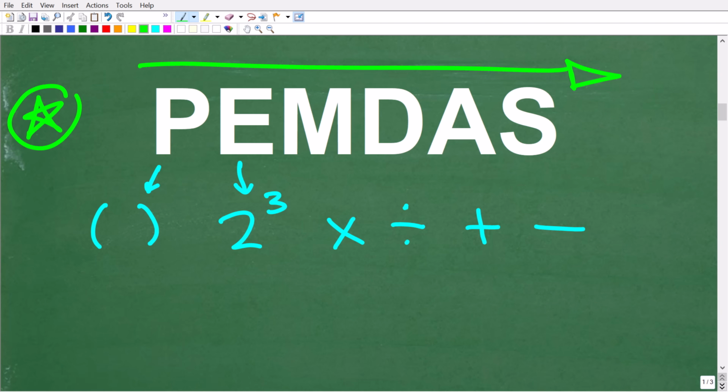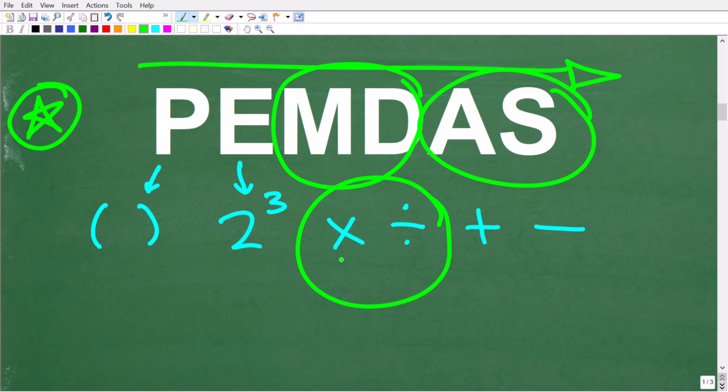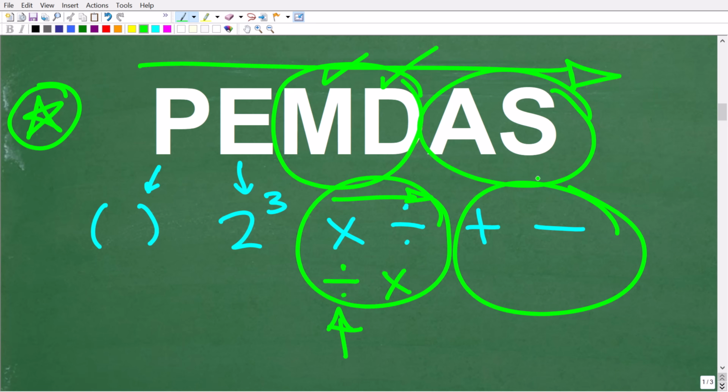And there is another major twist here, and that is M and D and A and S are groups. So if you see any multiplication and division in your problem, you got to do whatever you see first from left to right. You're not always going to do multiplication first and then division, because if you had division and then multiplication, well, you would have to do the division first, because this is what you see first from left to right, and addition and subtraction work the same way. So if you didn't really understand PEMDAS and knowing that you have to work from left to right, and these are two groups, well, you're going to get this problem wrong.